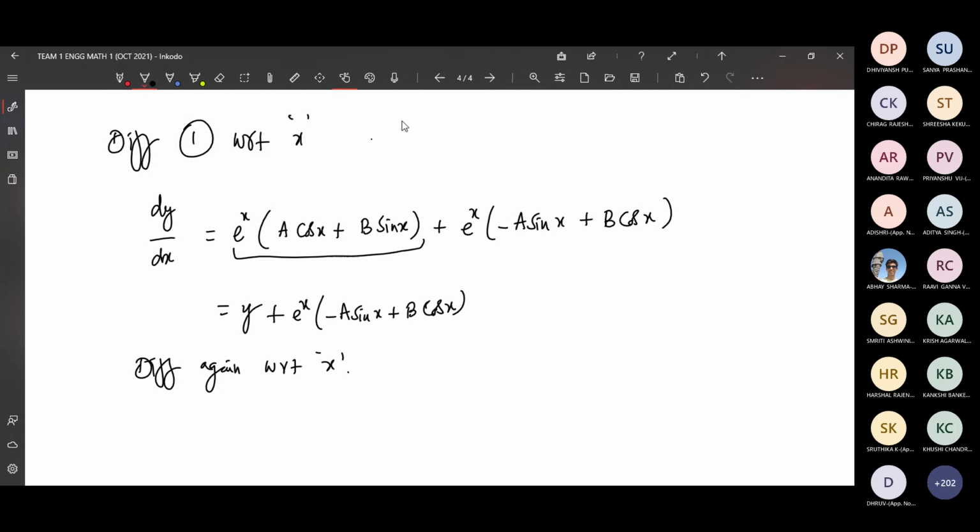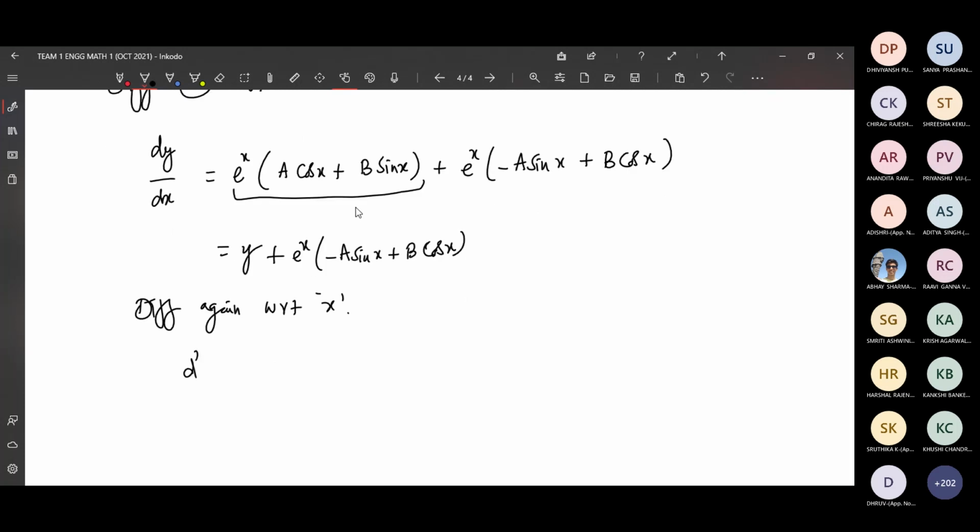Then the left side derivative of dy by dx is d square y by dx square, and on the right side the derivative of y is dy by dx, plus again use the product rule here: e power x into the derivative of e power x, which is e power x, times minus a sin x plus b cos x, plus e power x into the derivative of the inner side. The derivative of sin x is cos x, therefore a cos x, plus the derivative of cos x is minus sin x, that means I'm getting here minus b sin x.